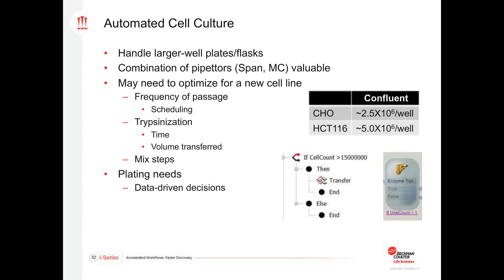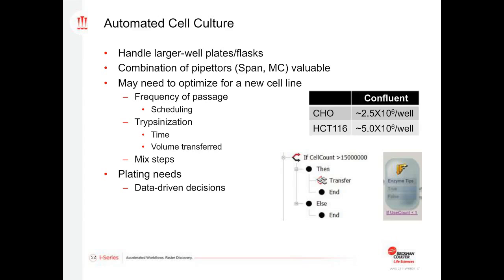In addition, the volume that you transfer into the next well is somewhat dependent on just your cell size. For example, if you have a confluent HCT116 well, you can fit about 5 million cells per well, as opposed to the CHO cells where a confluent well only had 2.5 times 10 to the 6th. So if you were transferring 1 million cells into the next well and you were concerned about residual trypsin, you're actually transferring twice the amount of volume in the CHO cells as you are on the HCT116.